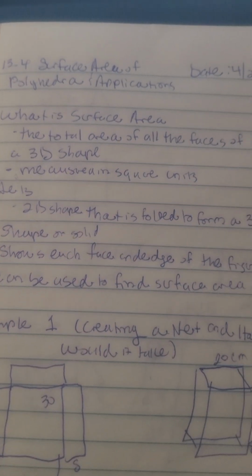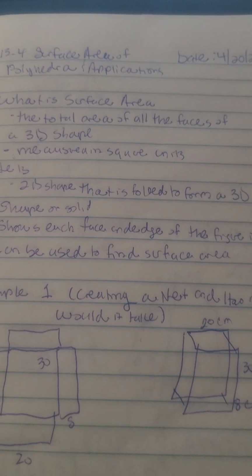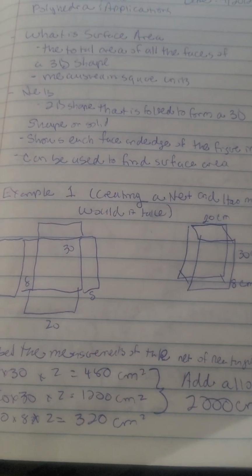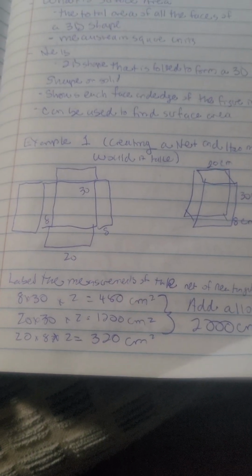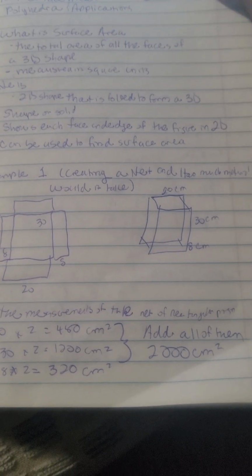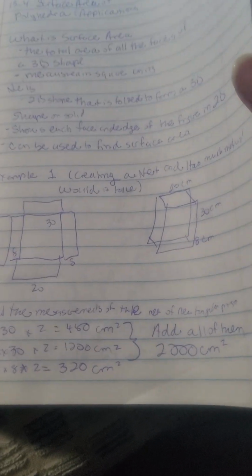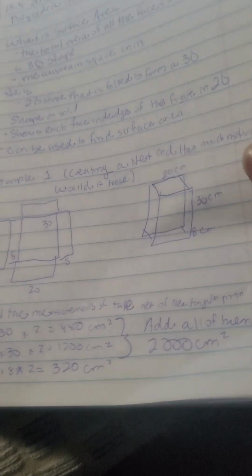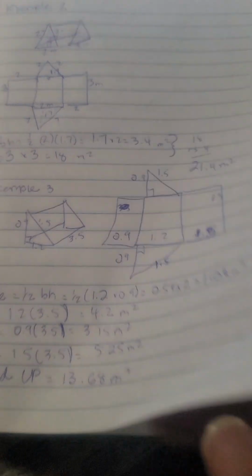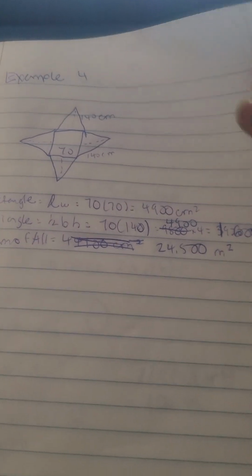And lesson 13.4 is surface areas and polyhedra applications. It talks about what surface area is and nets, and how you open it up and figure out how to multiply those areas, those numbers, and add them up to get the net area of a 3D object. And here are some examples that we did.